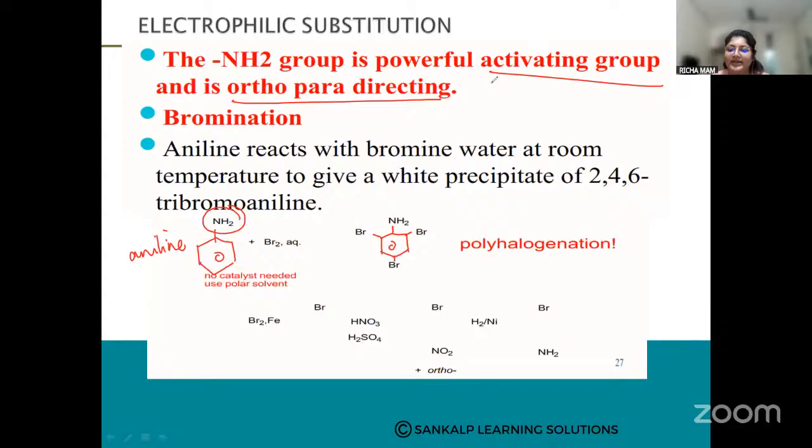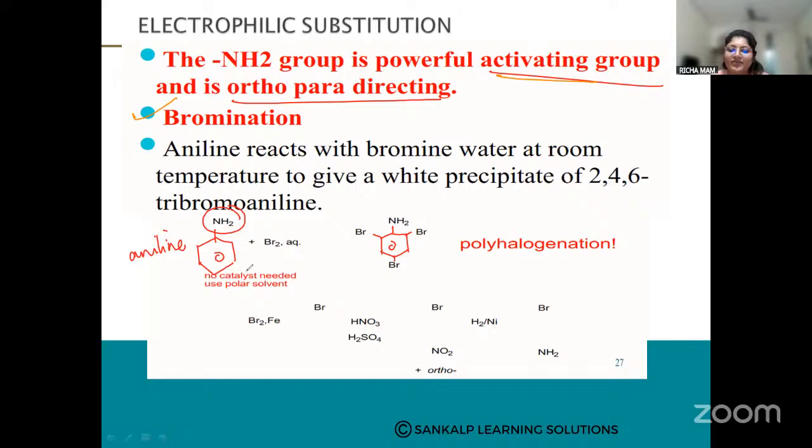It is a highly activating group. It will activate your benzene ring, and for further reaction of the electrophile, it will direct the incoming electrophile to the ortho-para position. Okay, so first let's see about bromination.